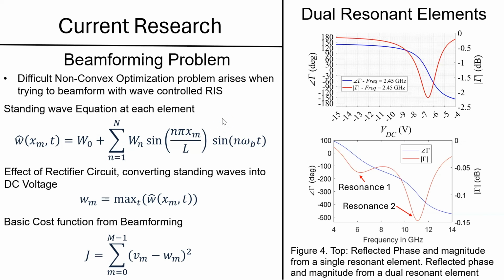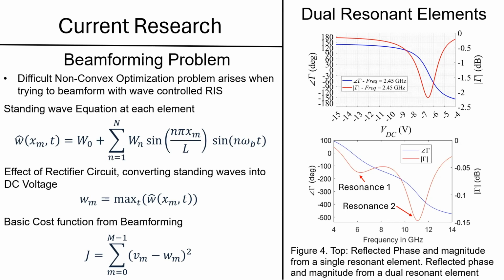The standing waves from the surface at each position can be seen in this first equation. At each element, there's a circuit called a rectifier that converts these standing waves into a DC bias voltage. And this circuit effectively takes the maximum at this position through time of these standing waves. And then the cost function is matching the desired voltages for our beamforming to the output voltages from the system. And we have a non-convex problem due to this maximizing function. Currently, only local optimization solutions have been applied to solving this problem.